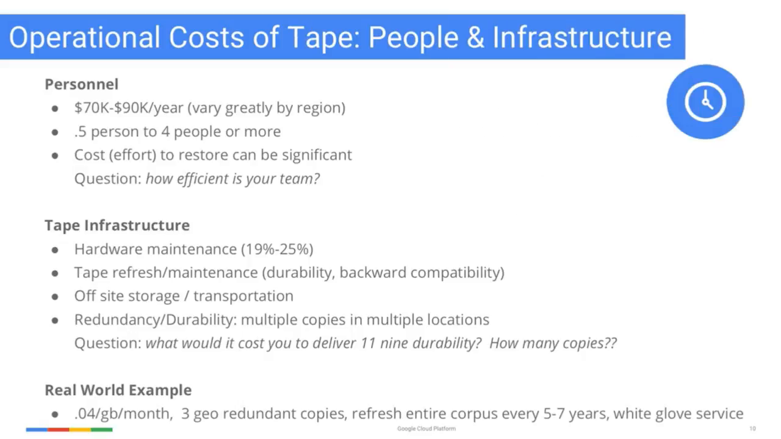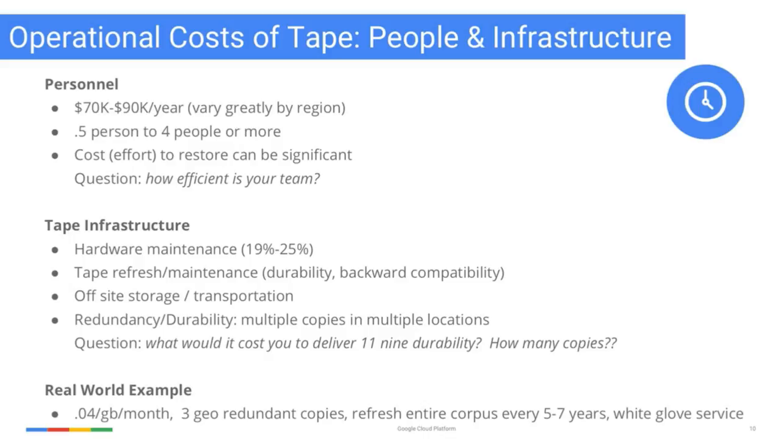Now let's move on to the operational cost of tape. I've got two slides on this. The first is focused on people and infrastructure. And again, going back to one of my main themes, people, tape is a manual process, right? Tape requires you to manage, to physically move stuff, to grab stuff, to move it around, and that takes people to do it. And when you're looking at the real cost of tape, you need to take that into account, and you need to understand how efficient your labor is.